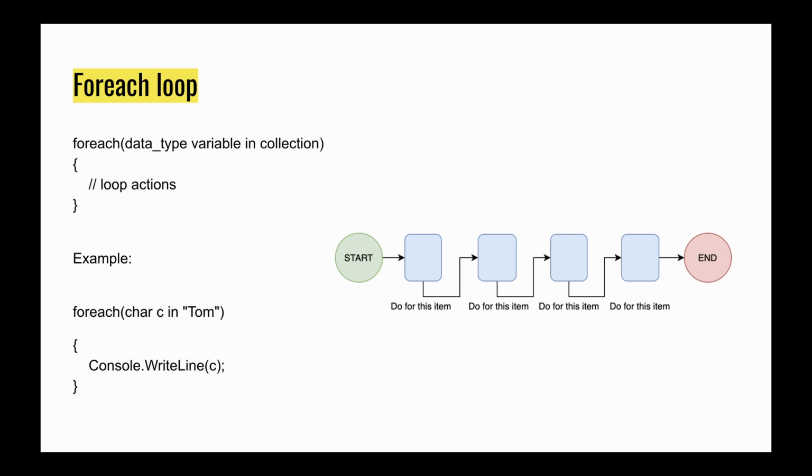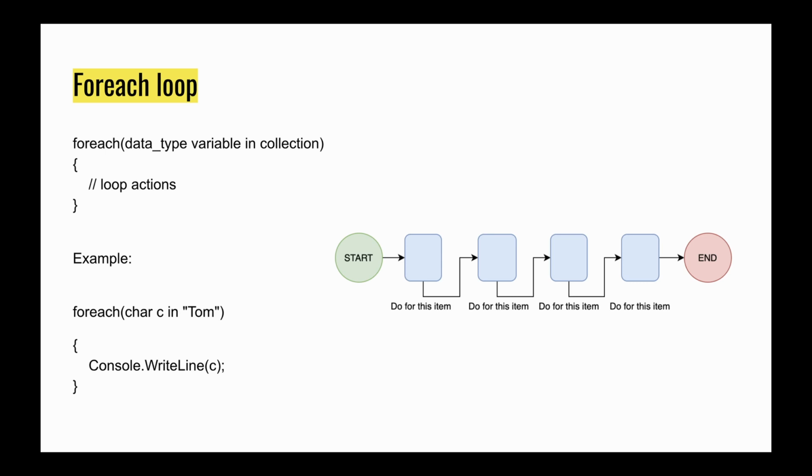For example, a string is essentially a collection of characters, and .NET allows you to iterate through all the elements of a string, its characters, using a foreach loop. Here the foreach loop runs through all the characters of the string Tom, and places each character in the variable c. In the loop block, the value of the variable c is output to the console. Since there are 3 characters in the string Tom, the loop will execute 3 times.